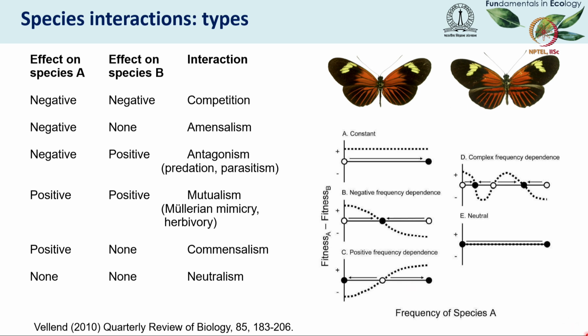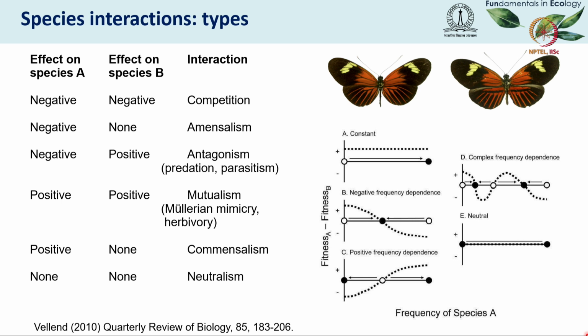So if you increase the frequency of species A, basically you're increasing the population size of species A, what will be the relative effect on the fitness of species A versus the fitness of species B? Another way to think about this is to ask, if you have two species and you increase the population size of one, what is the effect that has on the per capita growth rate of species 2?